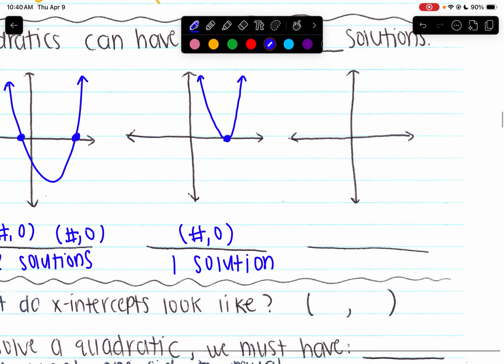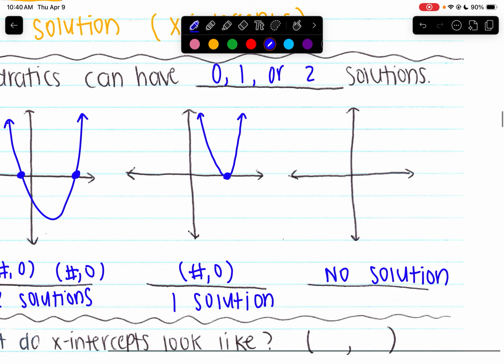0 solutions is what we call no solution. And remember, a solution is just an x-intercept. So how do I have a quadratic where I wouldn't have any x-intercepts? Well, it could open upwards, and if it's above the x-axis, and the vertex is also above the x-axis, we're not going to have any x-intercepts because that vertex point, that lowest point, is above it. Same thing if it opens downwards, the vertex would need to be below the x-axis, and it would never cross the x-axis in that situation, so you'd have no x-intercepts.